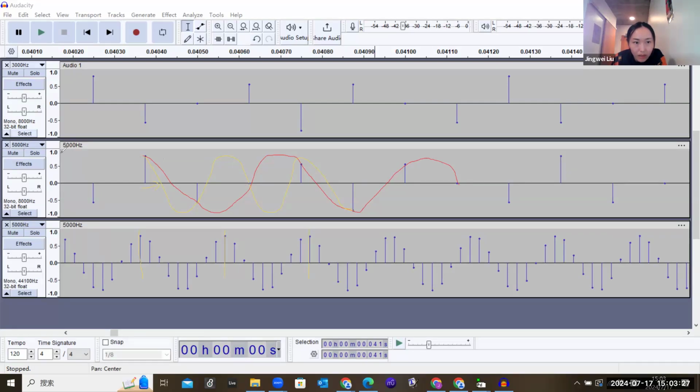But because in this graph it's downsampled, it has too few points. Therefore, you don't have points in between, and you cannot determine which frequency it represents. So the system chooses this red one, which actually gives you 3,000 hertz. Okay, so this is aliasing. This is what you can draw from the graph.